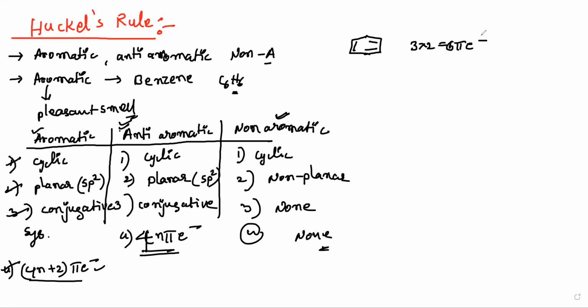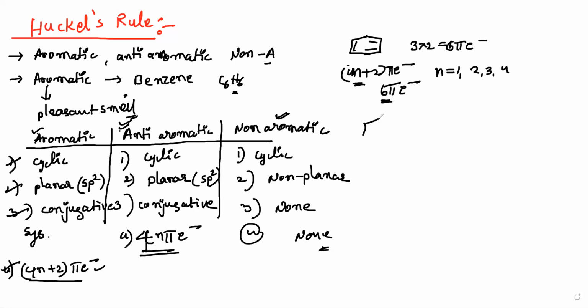Next, all pi bonds are present in which mechanism? Conjugative mechanism. All carbons are involved in sp2. But how many electrons does it have? Observe 4n plus 2 pi electrons. Substitute n is equal to 1. Here n is an integer. If we substitute n is equal to 1, 4 ones are 4 plus 2, which gives 6 pi electrons. That's why it is an aromatic compound.